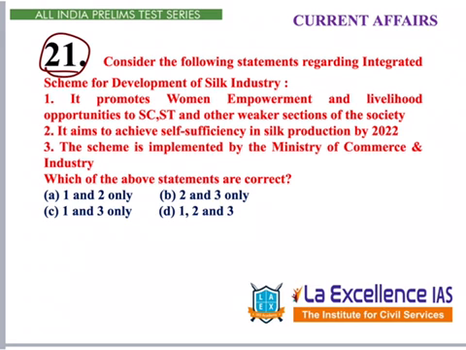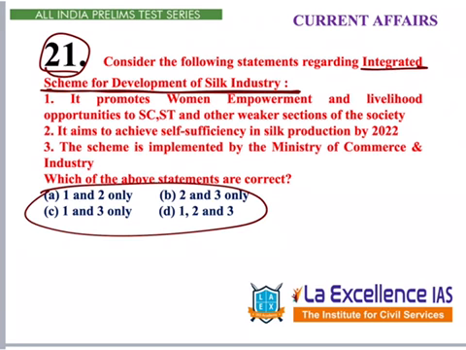Here the question is regarding the scheme, Integrated Scheme for Development of Silk Industry. If we go through the options given over here, 1, 2; 2, 3; 1, 3; 1, 2, 3. So if we can eliminate 3, we can get the answer directly. Let's go through 3 only directly. The scheme is implemented by the Ministry of Commerce and Industry. But what is the scheme?